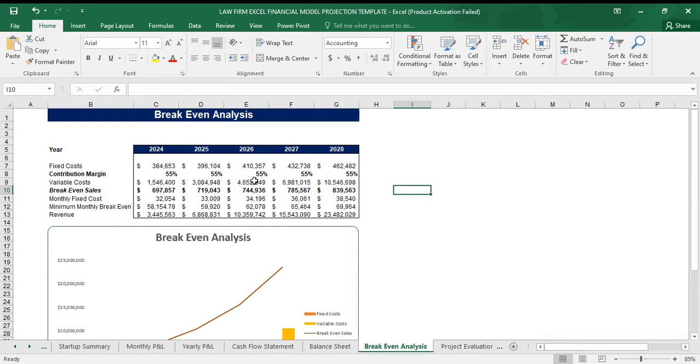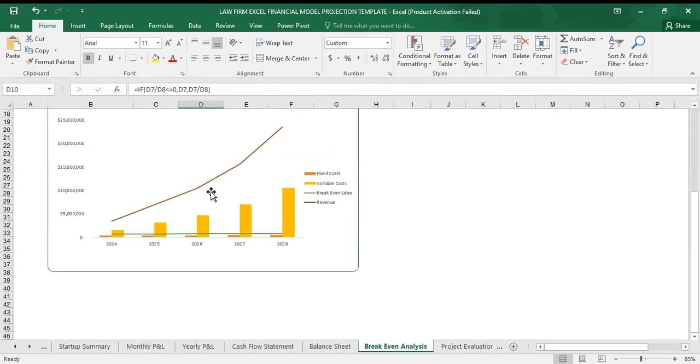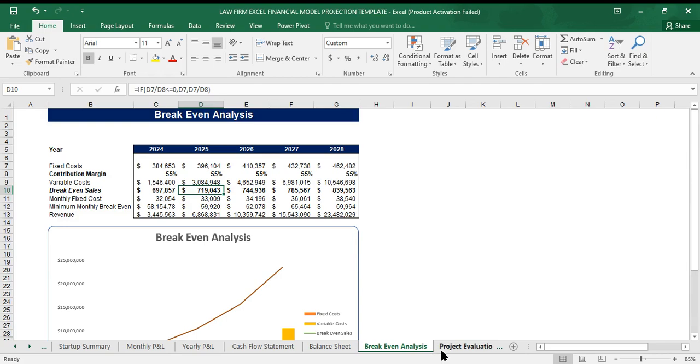Now this is the break-even analysis. Here this analysis calculates the break-even sales point, which means a no profit no loss situation for a business, and we have also included a break-even analysis graph.